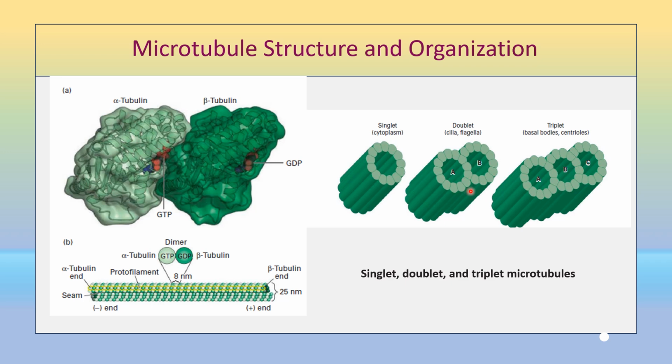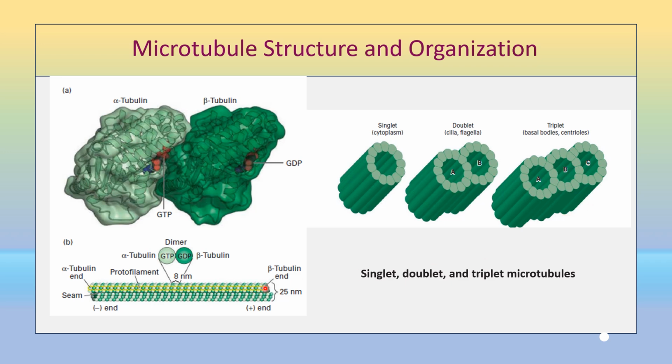Okay, similar to that, we have doublets. In this case, you will see that three filaments are shared between the two hollow cylindrical structures. That is a doublet structure, and this type of organization is seen in cilia and flagella. The third one is a triplet, in which you can see there is sharing between these three, A, B, and C, a hollow cylindrical structure of the microtubules. And this kind of arrangement has been seen in basal bodies and the centrioles.